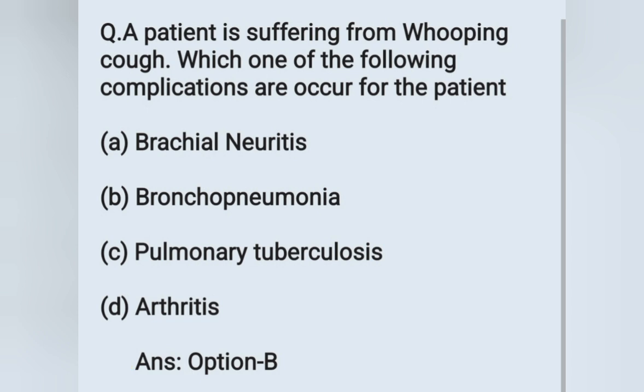Okay, so the complication that can occur due to pertussis or whooping cough is bronchopneumonia. Pulmonary tuberculosis occurs due to infection with TB. Okay, the correct answer is option B. Move on to the next question.